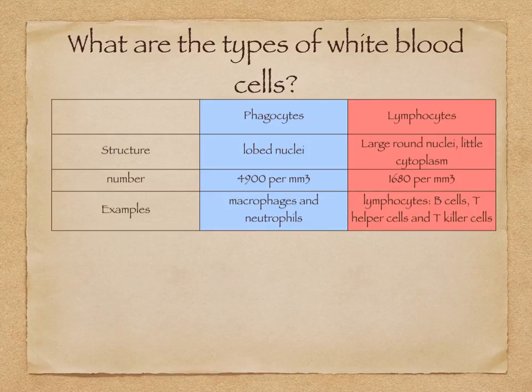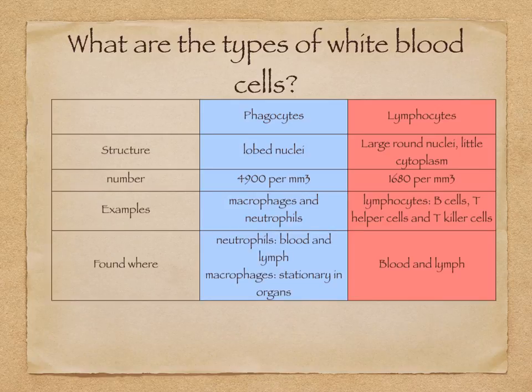Examples include macrophages and neutrophils for phagocytes. Lymphocytes, well, you've got the special lymphocytes: B cells, T helper cells, and T killer cells. We'll look at that in a lot more detail when we discuss immunity. Where they're found? Well, phagocytes, the neutrophils are found in the blood and lymph, and the macrophages are found stationary in the organs. And your lymphocytes are found in the blood and lymph.